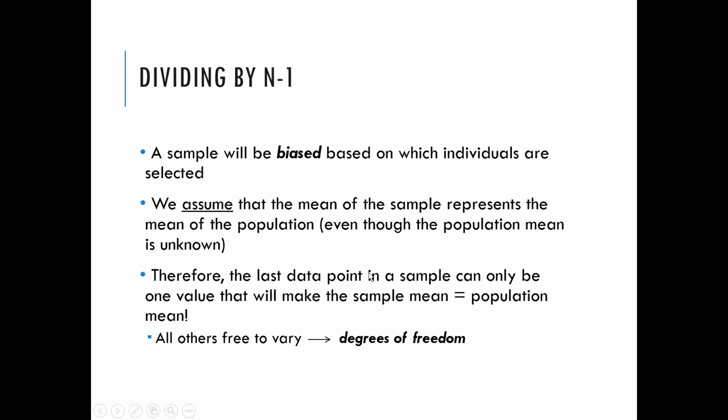Okay, why do we divide by n minus 1? A sample will be biased based on which individuals are selected. So remember, ideally we would select a random sample, and that sample would be representative of everyone in our population of interest. But that's not always the case. We assume that the mean of the sample represents the mean of the population, even though our population mean is unknown. Therefore, that last data point in a sample can only be one value, and that one value will make the sample mean equivalent to the population mean. All other values are free to vary, and that is called our degrees of freedom.